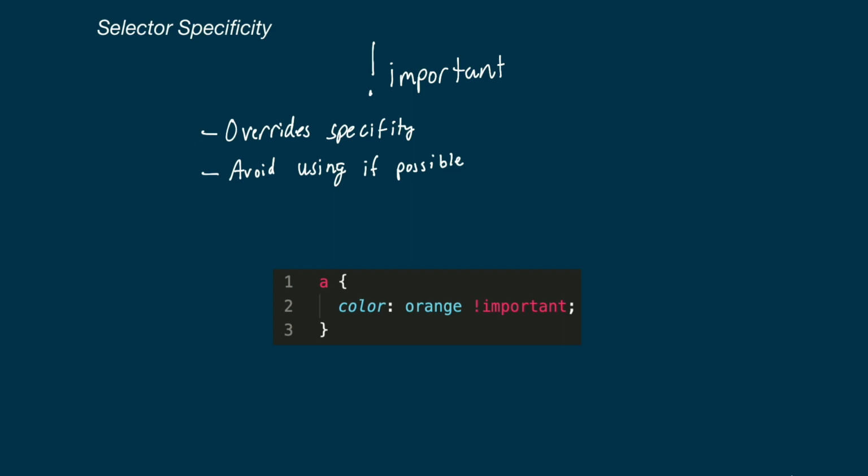Because of this, most of the time we want to avoid using important. It's usually considered a bit of an anti-pattern that goes against the cascading nature of CSS. However, there are times when it can be appropriate. For example, if we are using a library, we might want to use important to override a declaration of that library without worrying about the specificity of the library's selectors.